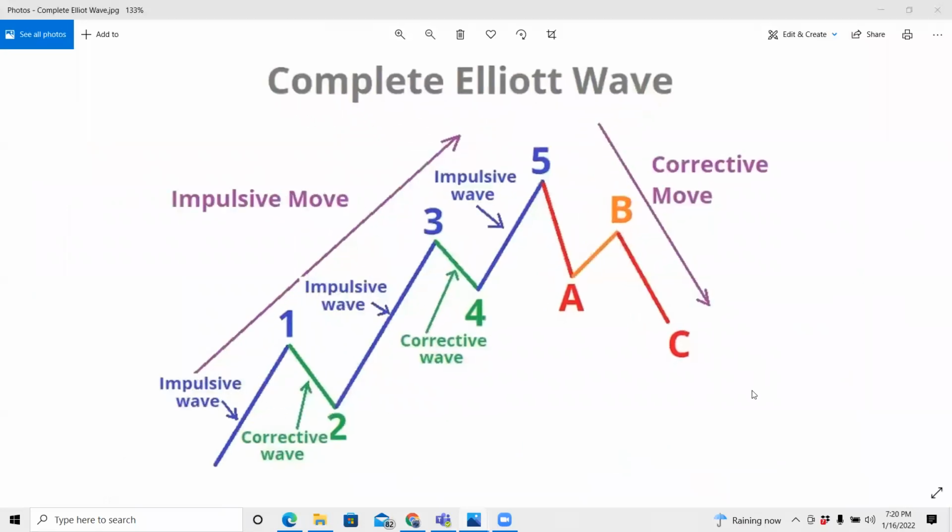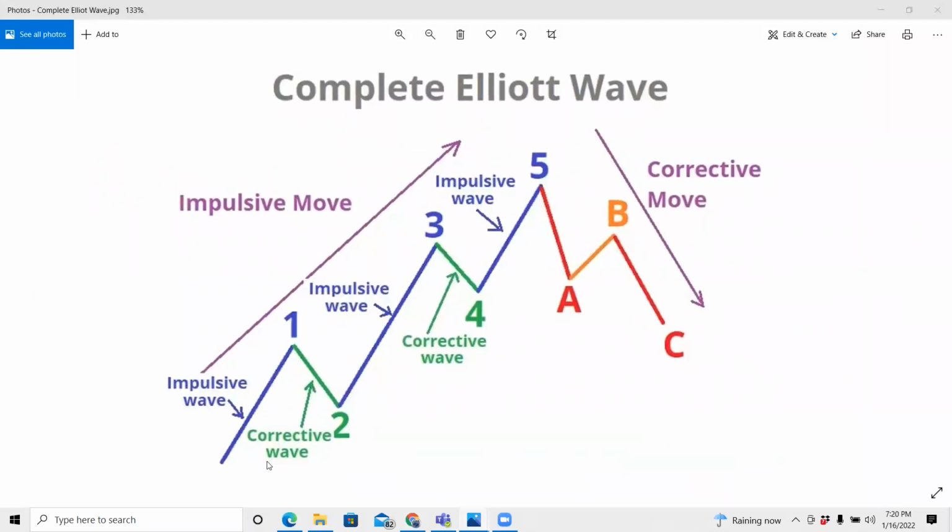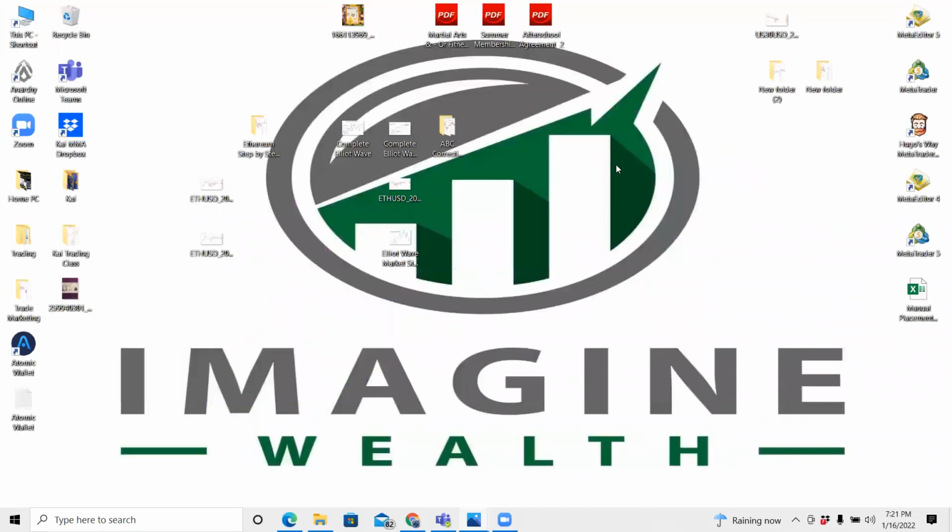This is a complete Elliott wave. It moves in 5 steps: impulse, correction, impulse, correction, impulse, then 3 steps on the way down, A, B, C correction. Awesome. Now, after we have that, we have our rules.